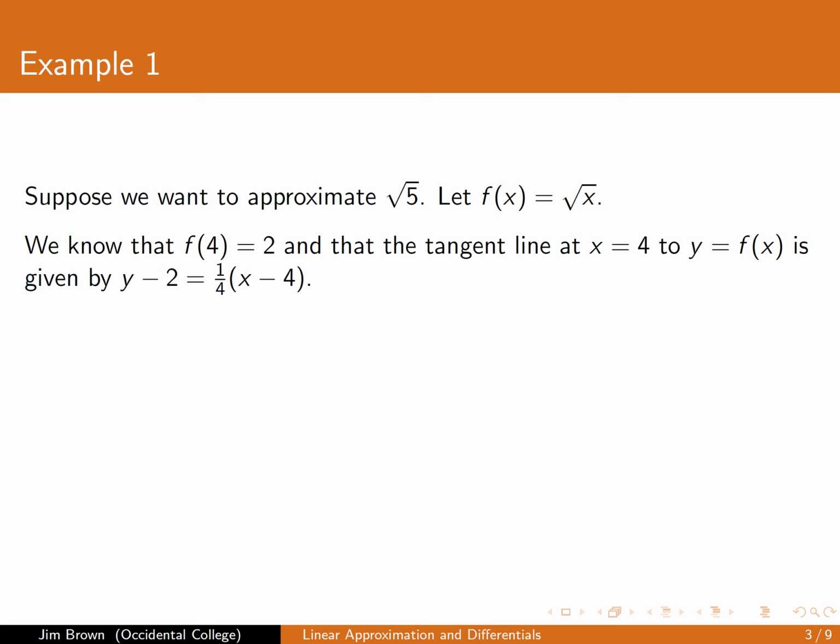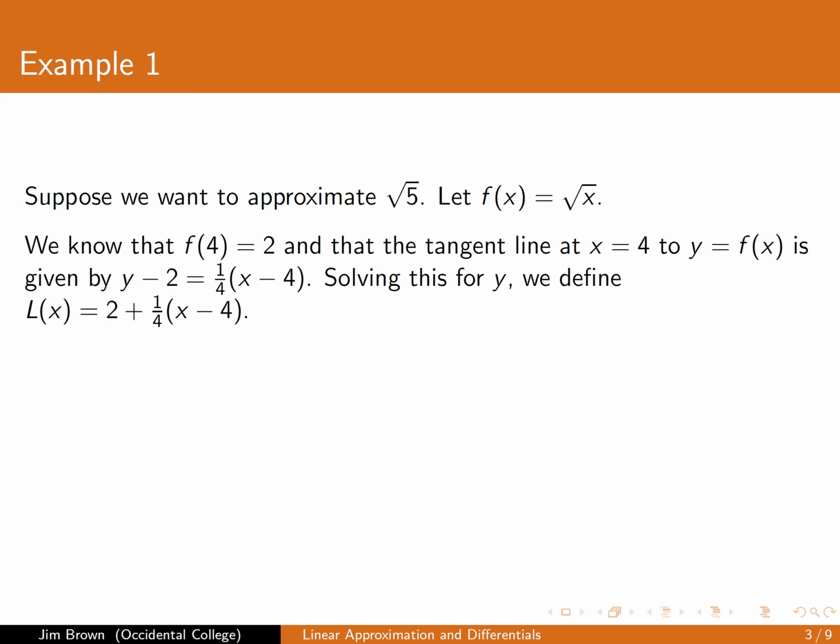I know that the slope of this tangent line is the derivative of f at 4. The derivative of f is 1/2 x to the minus 1/2. If we plug in the 4 to that, I get 1/2 times 4 to the minus 1/2, so 1/2 times 1/2, which is 1/4. And if we evaluate the function at 4, we get 2. So if we use point slope formula for our tangent line, the tangent line is given by y minus 2 equals 1/4 times (x minus 4).